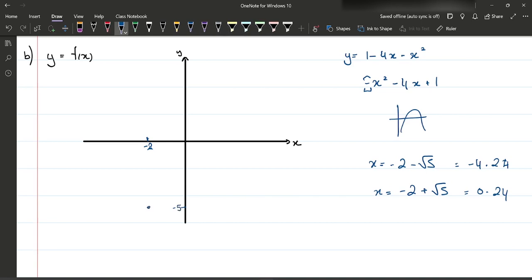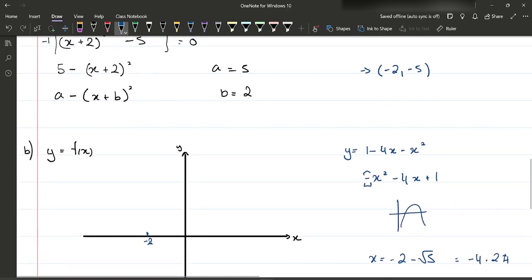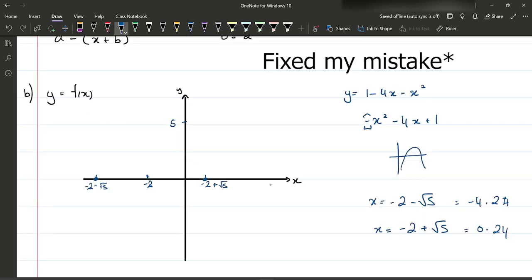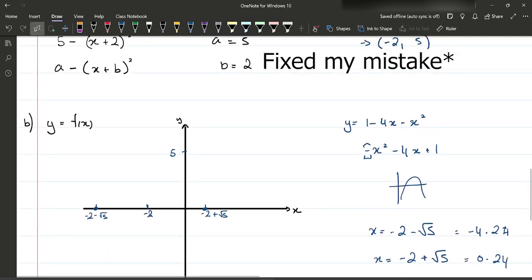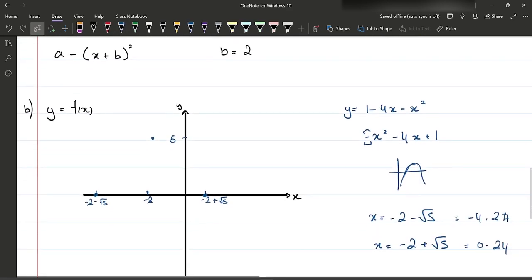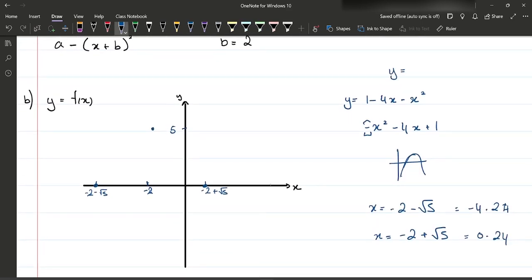Okay, so that could be our vertex right there, and then we can plot these points. So this could be around here, minus 2 minus root 5. This could be minus 2 plus root 5. Bit of a mistake there. It's meant to be minus 2 and 5, not minus 2 and minus 5. It's going to be a bit like this. Okay, when x is equal to 0, y is going to equal 1. So 0, 1 can also help. Let's draw the curve.